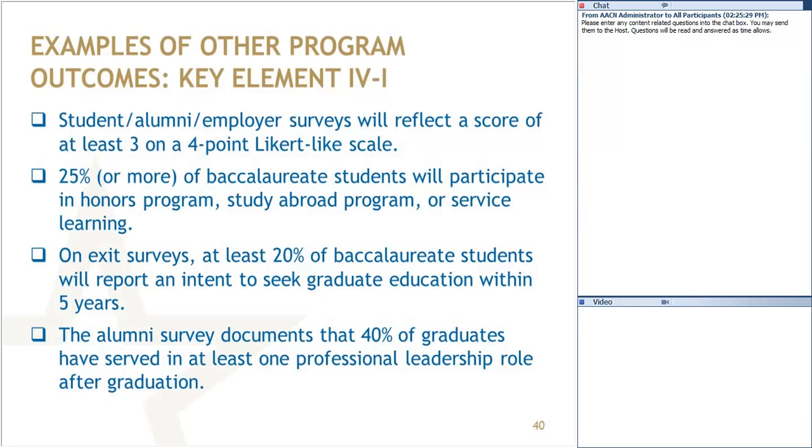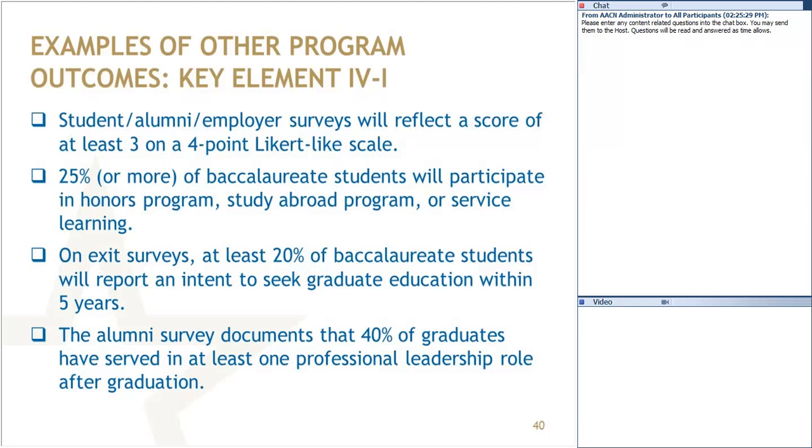The next example, so a school may have as a goal, or a program outcome, that they really are preparing their students to go on for graduate study. And so they are going to ask their students on exit surveys, and they want to find that at least 20% of their baccalaureate students will report on that exit survey that they intend to seek graduate education within 5 years. The last bullet point, so the school may have a goal to prepare students for leadership positions.